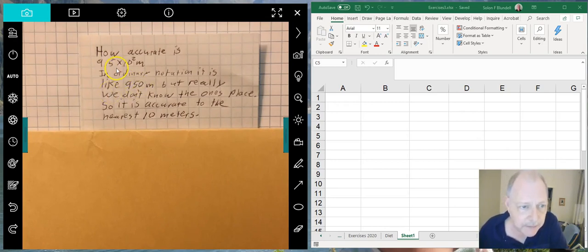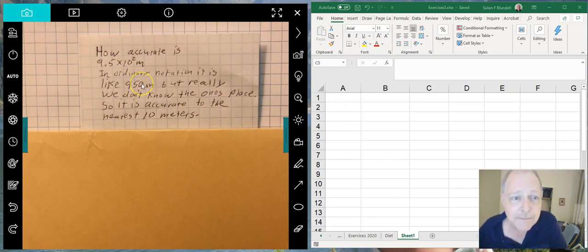But really, you see, we don't know what comes after the 5, because we're assuming here that the number came to us from a measurement with a ruler or a scale or some kind of a measuring device that was limited in its accuracy. And so whoever wrote down this number in their lab book after making the measurement stopped with the 9.5. They did not write another digit after that because they do not know the next digit. So it's not really 950 meters. It's more like 95 question mark.